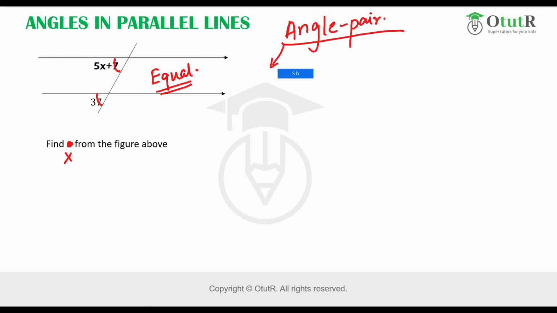Can you name that pair for me? Can you write the name of that pair in the chat box for me? Okay, so let us try.